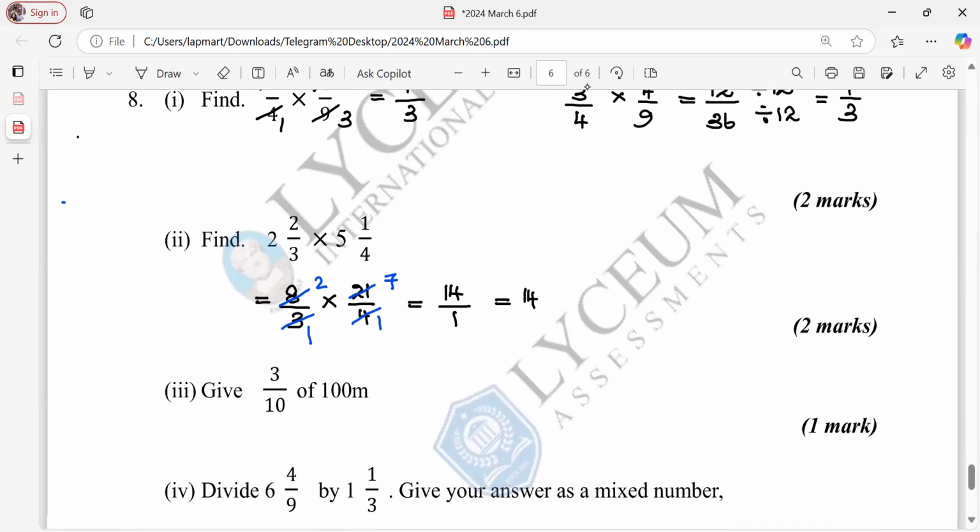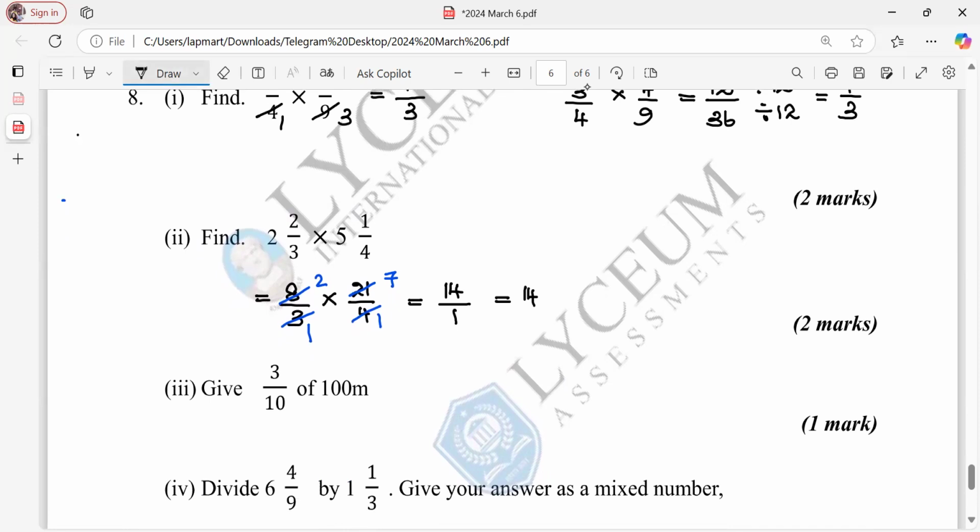So then the next one, 3 over 10 of, when you see the word of, that means multiplication, 100 meters, right? So then the 10 times 1, 10 times 10, then 3 times 10, 30 meters. 3 times 10, 30 meters, right?